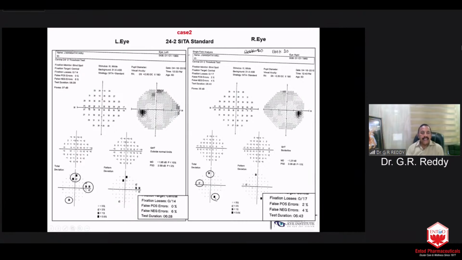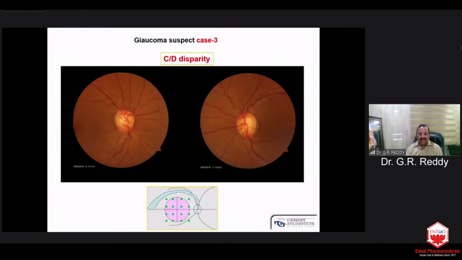So simultaneously, we are seeing the same locations in the same place, and something is going symmetrically. And this is an important clue to diagnose glaucoma, and this patient is maintaining the reproducible field defects under my care for the last 5 years. This is the third case.